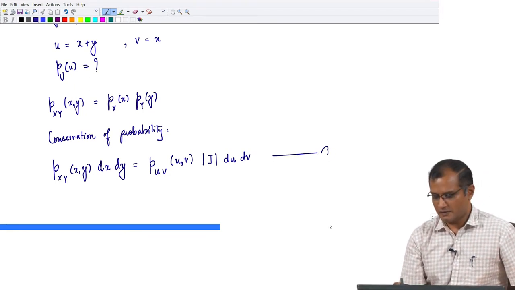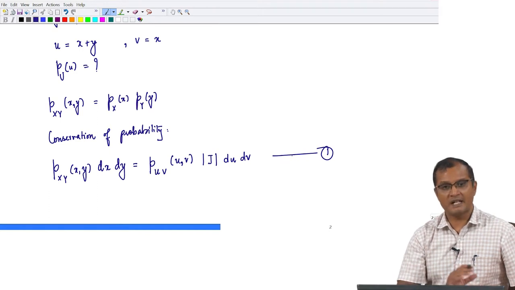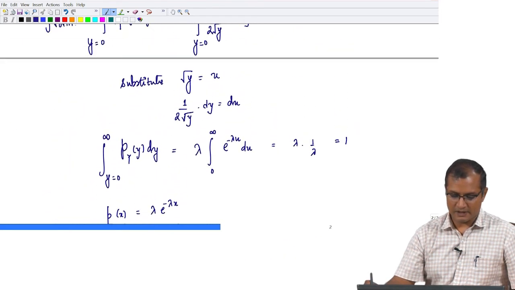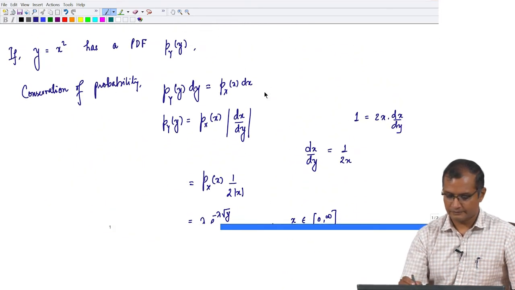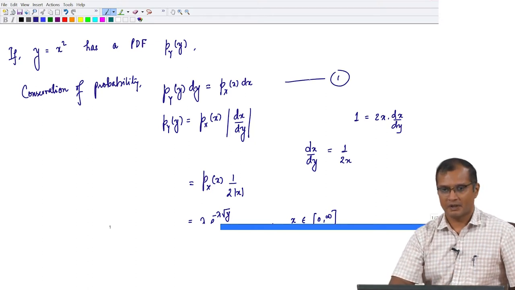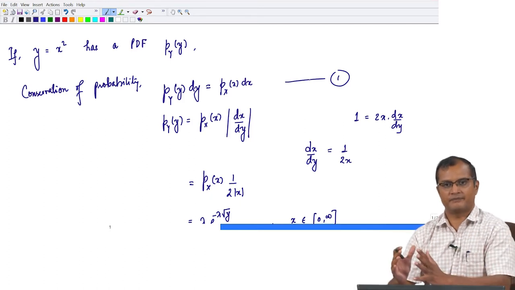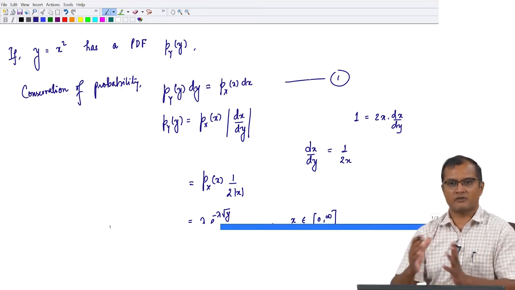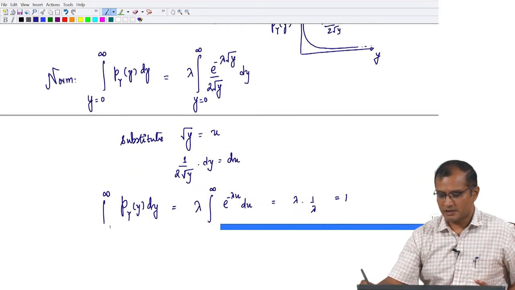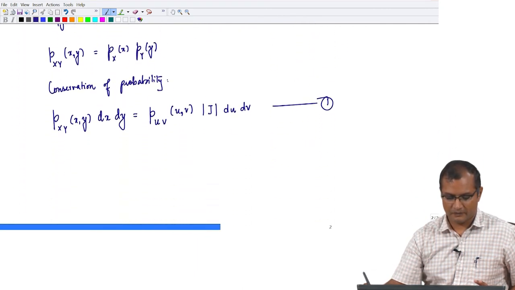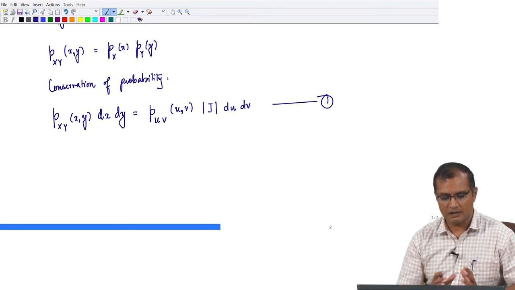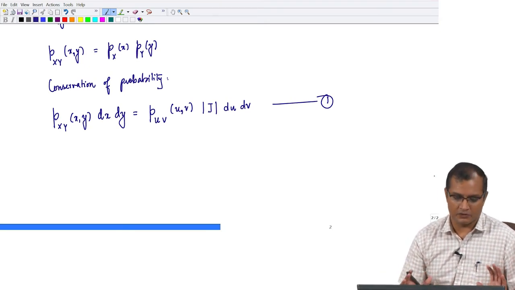So, this is a straightforward generalization of our 1D case. If you look at the 1D case, which is written here, I had gone from x to y, now I am going from x y to u v. So, the area element dx dy transforms to area element du dv subject to a Jacobian, that is the area amplification factor. Now, this is very simple to derive actually. If we derive the equation 1, then the case is practically solved.